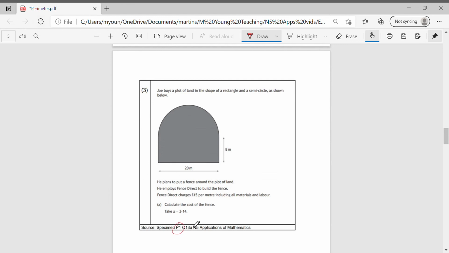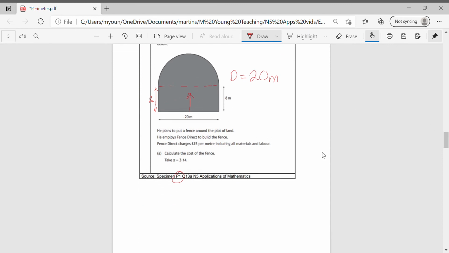So again, that's because this is a non-calc paper. So what I've got here, hopefully you can see, I have got my rectangle and I've got my semicircle. It tells us that in the question. So what we're going to need to do is work out this curved length up here at the top. Hopefully you can see that this length over here is just 8 metres. So if I've got a rectangle, those two lengths match. Hopefully you can also see that the diameter of this semicircle has to be 20 metres. That 20 goes along there.